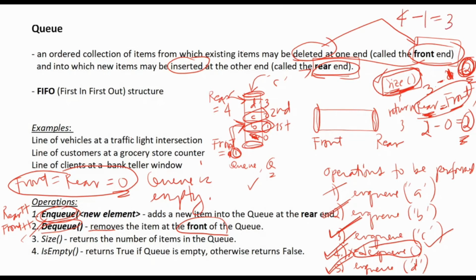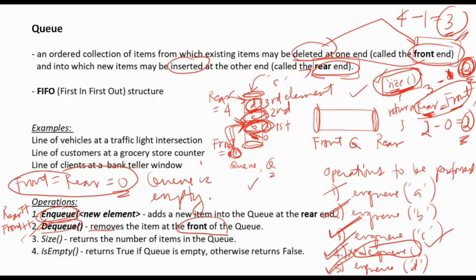It gives us 3, meaning there are 3 elements in the queue, and these 3 elements are starting from the front. Front is pointing here. This is the first, letter C is the second, and letter D is the third element. Now, the same is true if we're going to represent our queue as a horizontal structure.